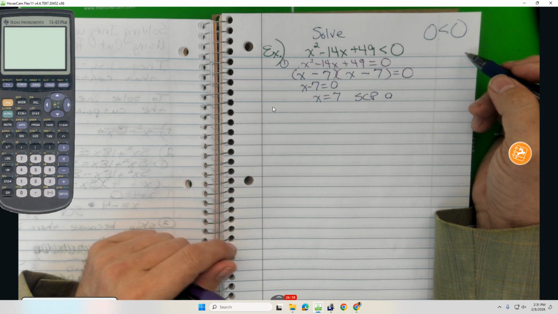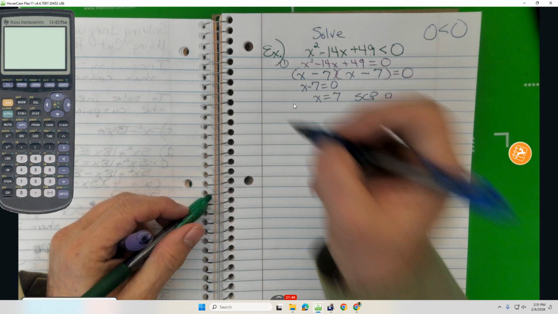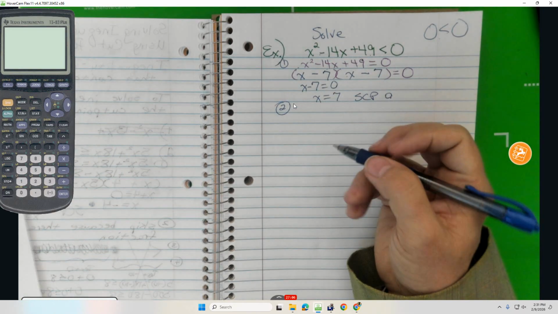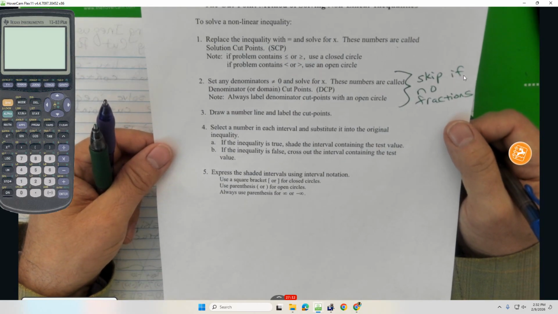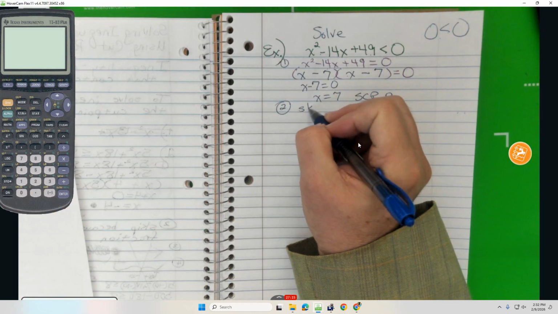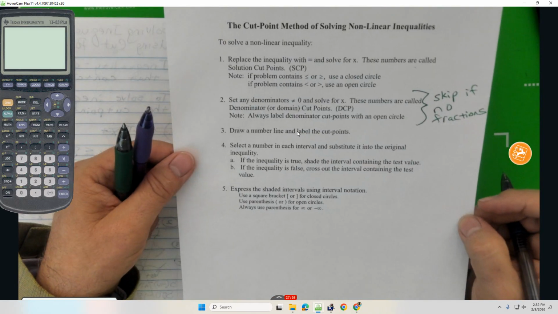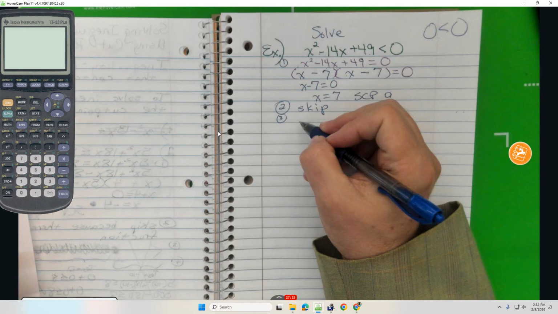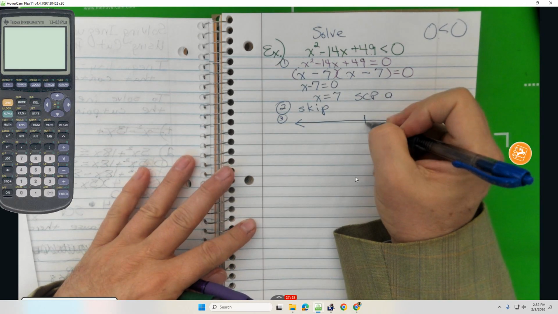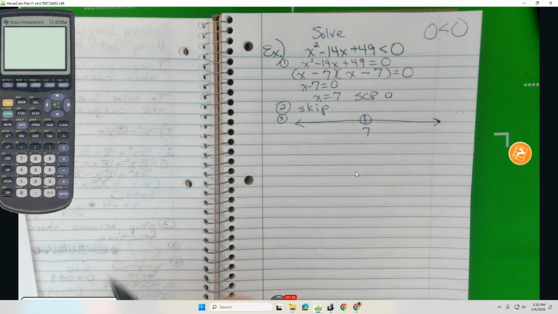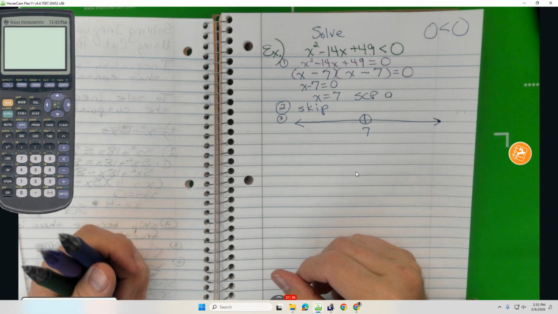The second step, our denominator cut points. What do we conclude there? The second step, set any denominators not equal to 0. What did I say you do? Skip it if there's no fractions, so we skip. Third step, we draw our number line and label the cut points. This is really nice because we only have one cut point. And we said it would be open. Step number 4 is the checking.